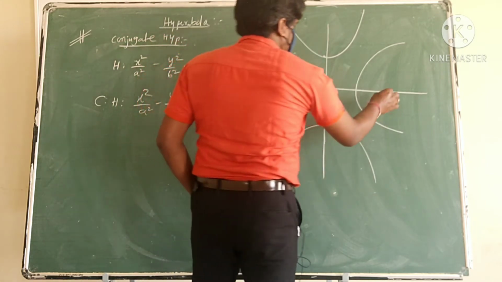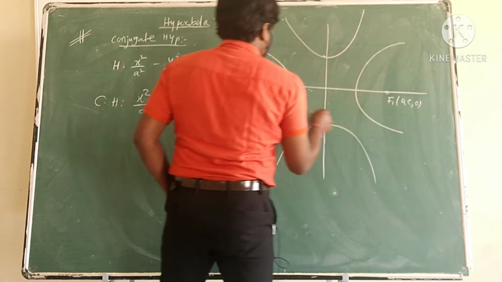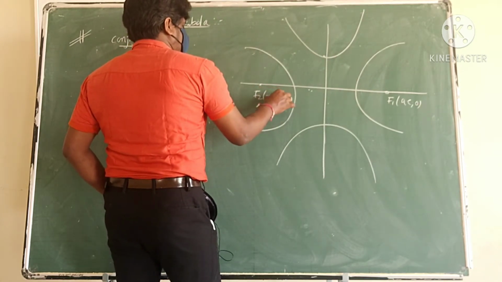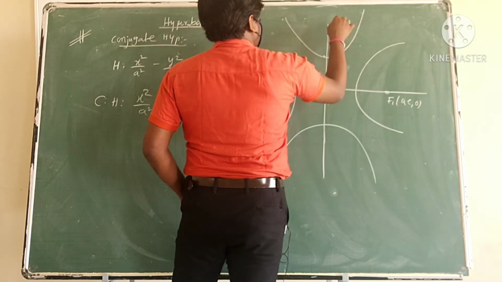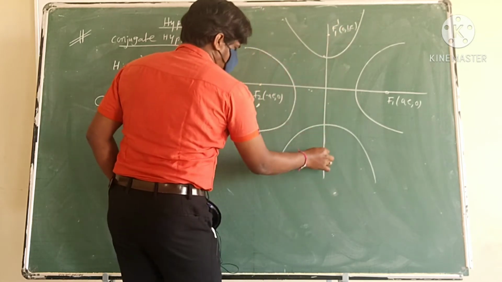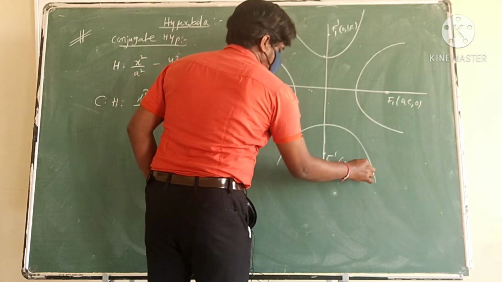In this, the focus f1 will be here at (ae, 0), and focus f2 at (minus ae, 0). Here the focus is f1 dash at (0, b), and here the focus is f2 dash at (0, minus b).